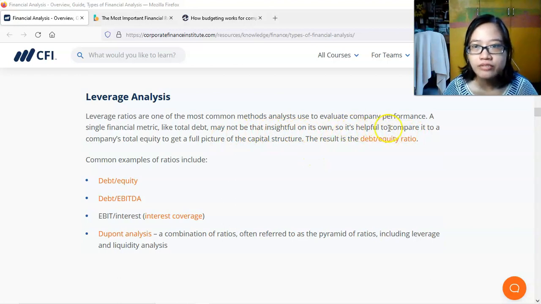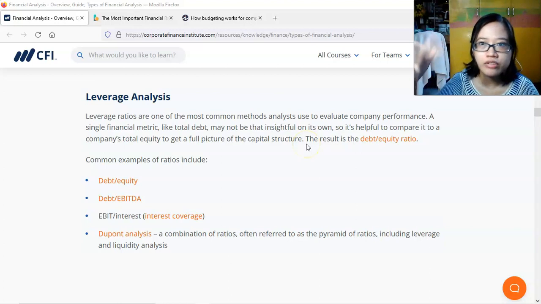So, ito, it's helpful to compare it to a company's total equity to get a full picture of the capital structure. Ayan. Minsan kinuha rin yung percentage, out of the total liabilities and equity, magkano yung liabilities, ilang percent, di ba? Di ba yung total liab and equity equal siya sa total assets. So, kumbaga, of the total assets, how much is funded by creditors and how much is funded by owners. Okay? So, yung total equity, divide mo siya dun sa total assets, makukuha mo yung percentage.